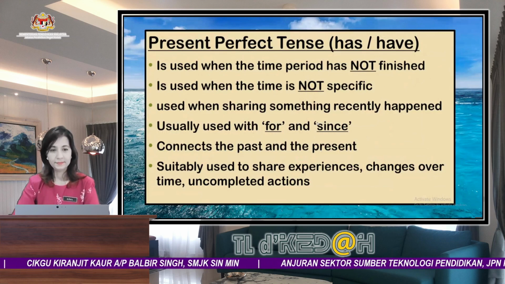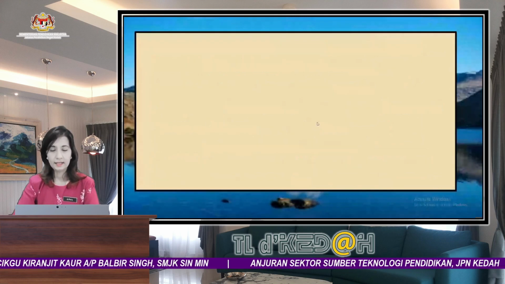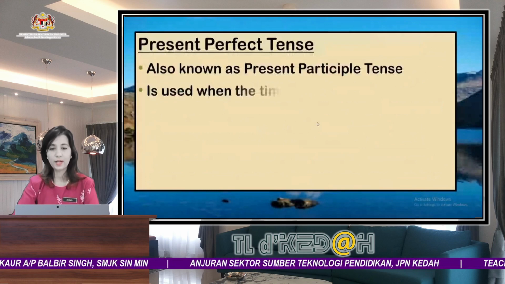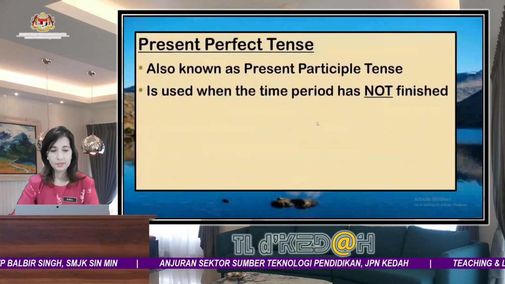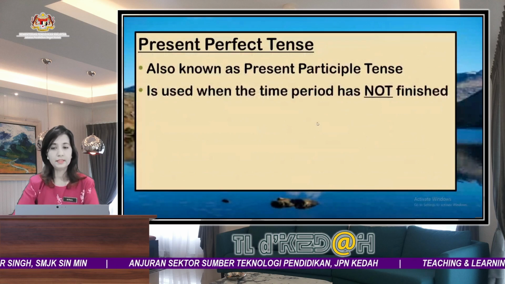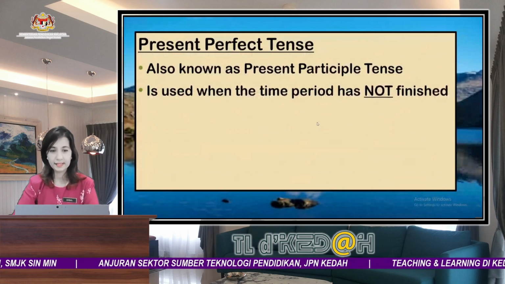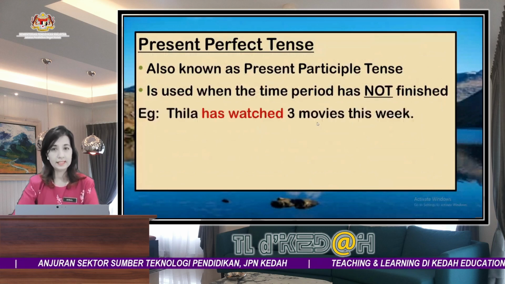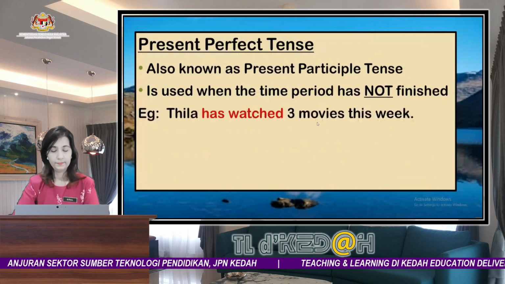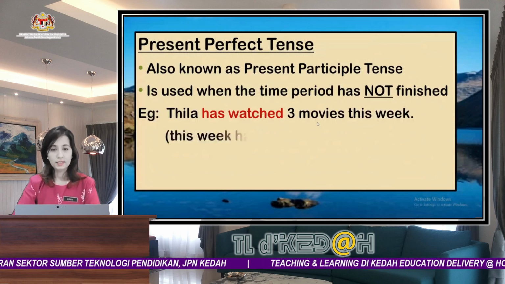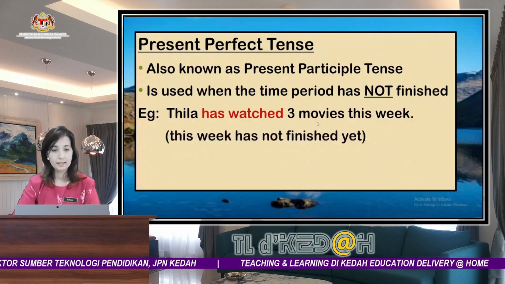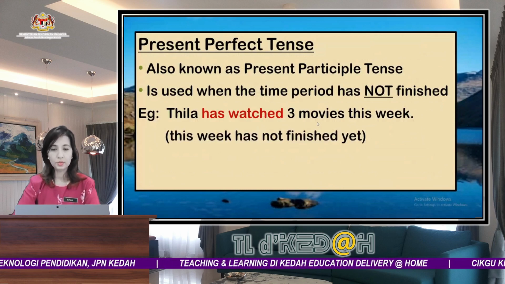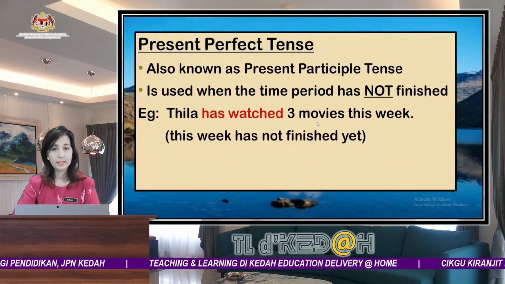Like I said, it is used with has and have, so it's also known as the present participle tense. It is used when the time period has not finished. For example, Tila has watched 3 movies this week. So has watched is present perfect tense, and 3 movies this week shows that she has not finished watching.